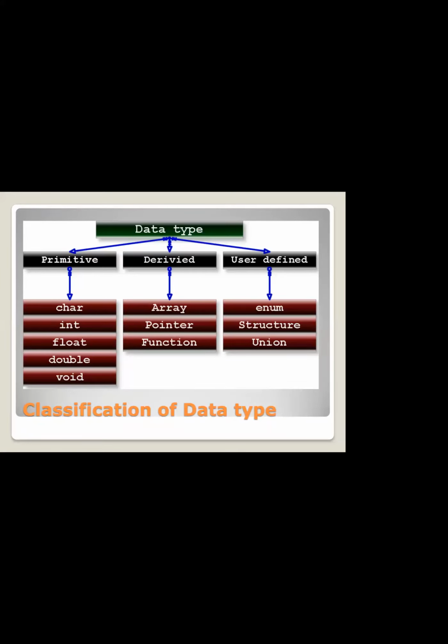Now again, data type is classified into three broad categories, very essential to know. First one is the primitive data type or primary data type or basic data type. Second one is the derived data type, and third one is the user defined data type.